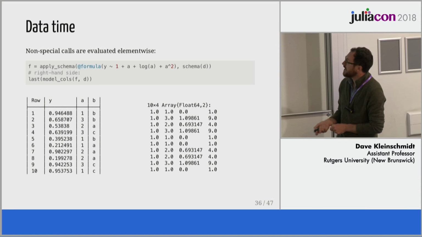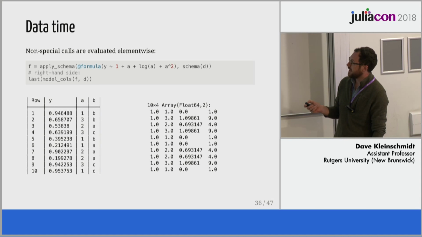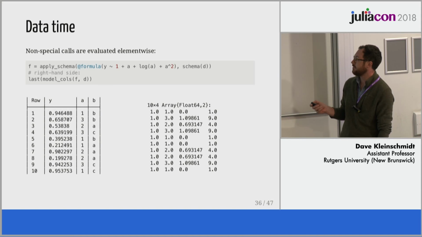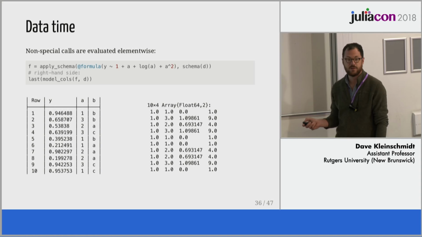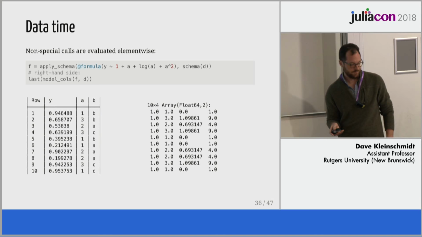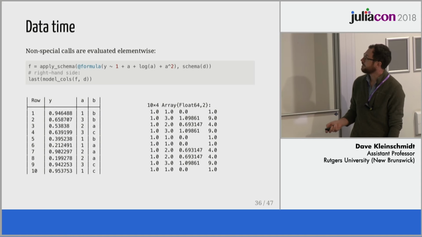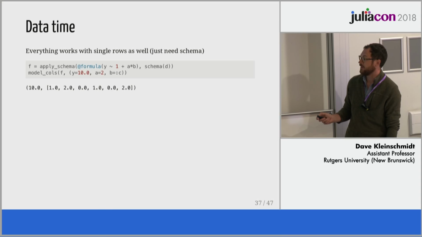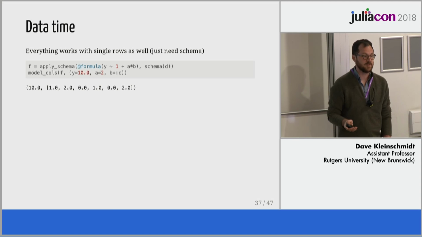Now, to show you that any of the calls that it finds that are not special get evaluated element-wise, here I have a log of a and a squared, and you can see that I get a, the log of a, and the values in a squared. So this supports arbitrary Julia functions applied element-wise to the column. And it also works with a single row. I've manually specified a named tuple of y, a, and b, and it pulls out the value of y for the first element in model columns, and a vector for the predictor on the right side.